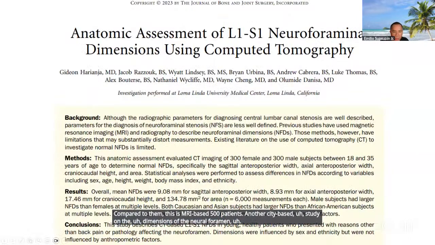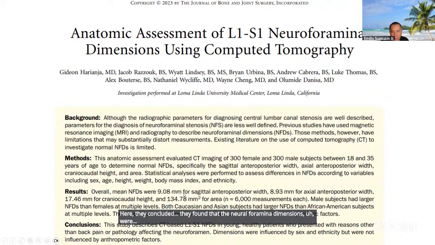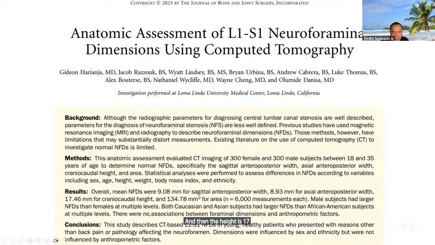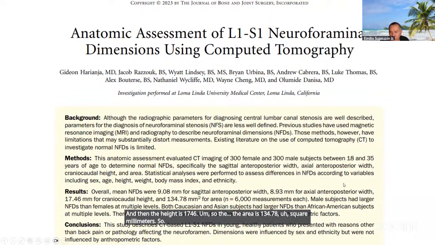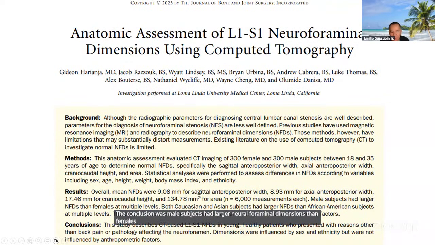Here, they concluded that the neural foraminal dimensions were 9.08 for sagittal AP, 8.93 for axial anteroposterior width, and the height was 17.46. So the area is 134.78 square millimeters. The conclusion was that male subjects had larger neuroforaminal dimensions than females at multiple levels.